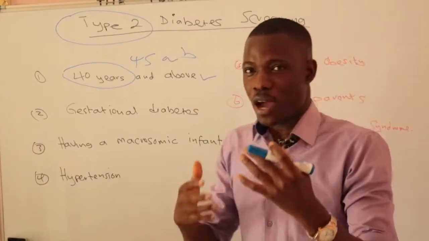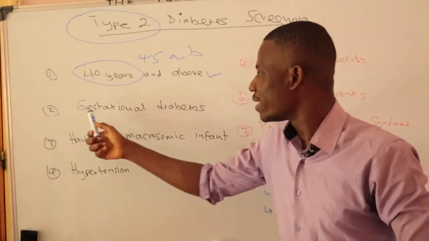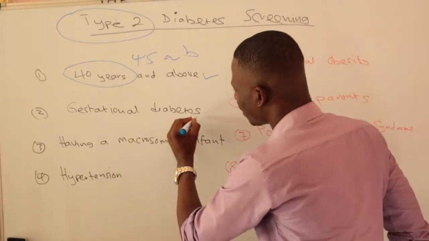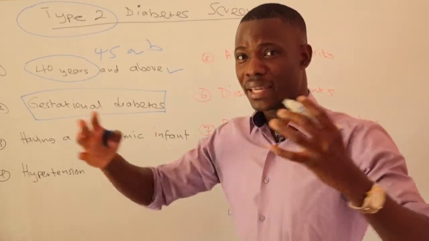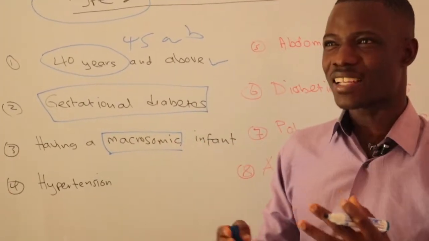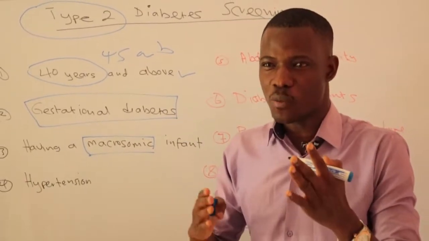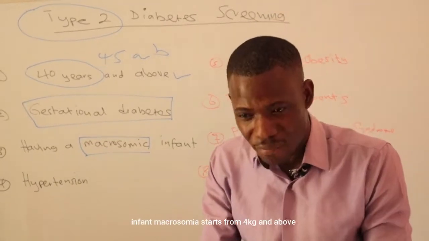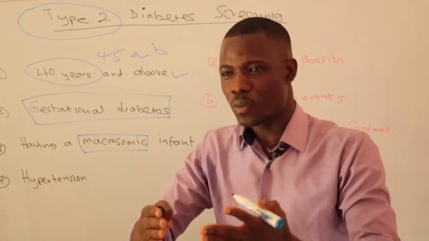Now, if you are pregnant and during the pregnancy you develop diabetes, which we call gestational diabetes, you have a high risk of developing diabetes in the future. So you should check. Now, in case you have a child who is very big, which we call macrosomia, a child that weighs more than 5 kilograms. Normally, a normal child should not weigh more than 5 kilograms. But in case you have a child weighing from 5 kilograms and upwards, that child is called a macrosomic child.